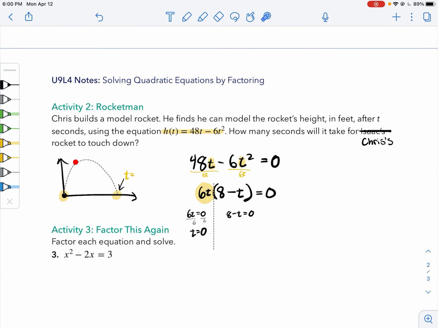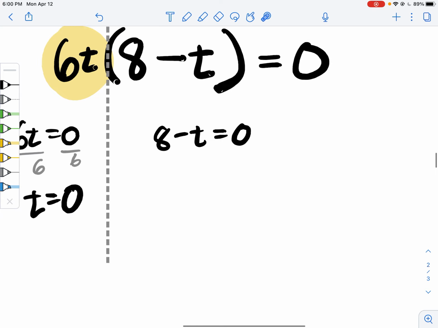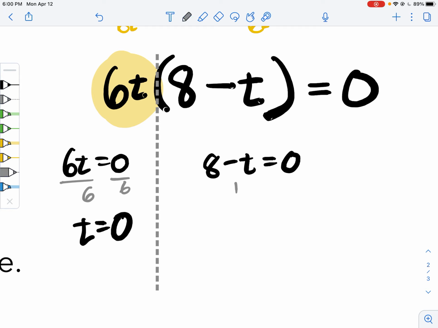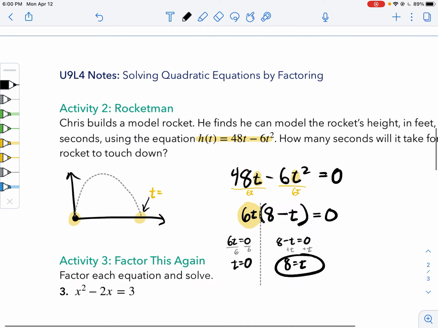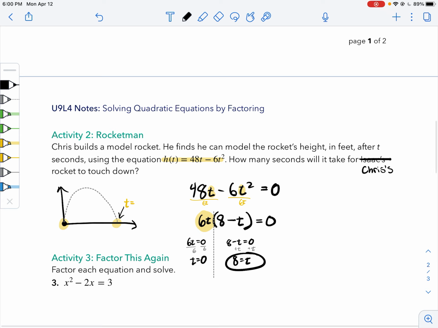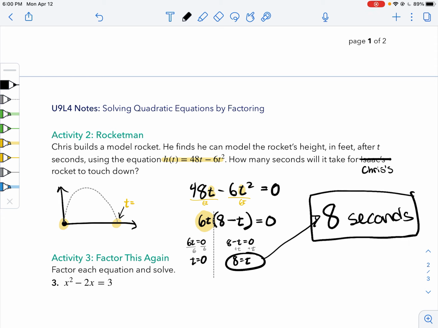We care about how long did it take for him to come back. And that's going to be solved by this side. So first I'm going to add t to both sides, giving me that 8 equals t. And then I realize, oh, I'm done. 8 seconds. So it took 8 seconds for Chris's rocket to touch down. So 8 seconds. Which seems kind of fast for me. But cool.